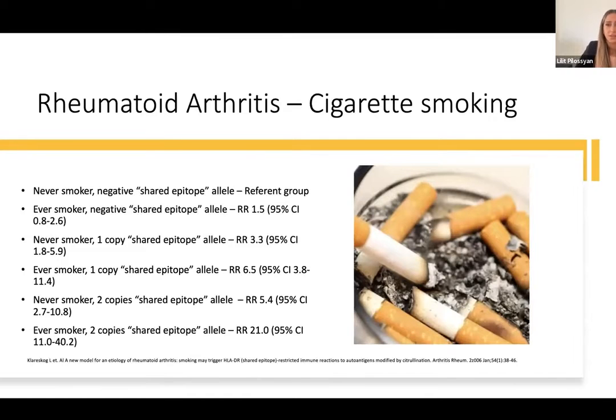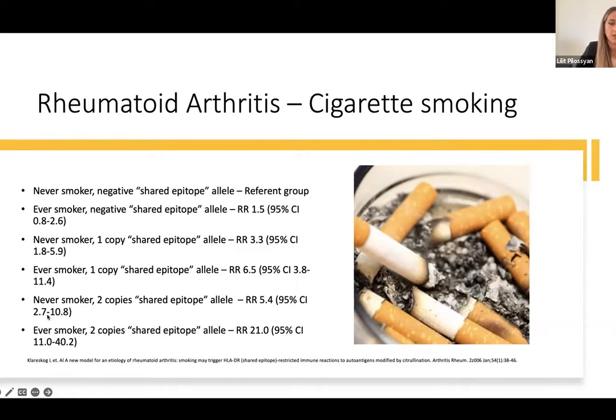So I think this slide demonstrates very nicely how having that shared epitope allele and smoking increases your relative risk of developing rheumatoid arthritis. Here we have someone who's never smoked and has none of the alleles, so they're considered the reference group. However, jumping down here, we have someone who's never smoked but has two copies of these shared epitope alleles. Their relative risk for developing rheumatoid arthritis is 5.4.